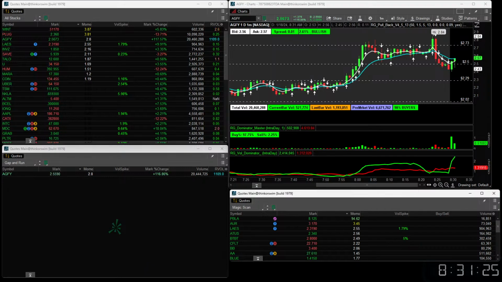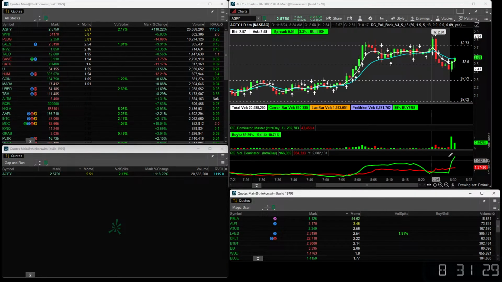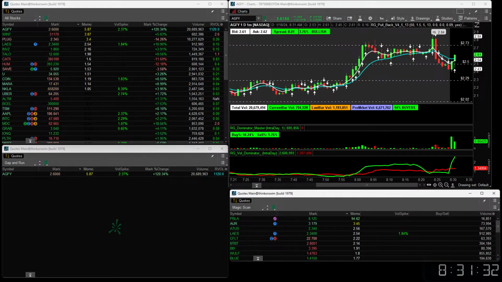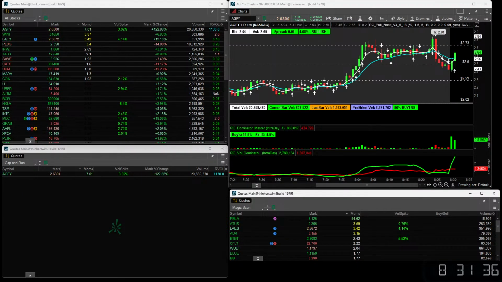AGFY is holding that 250 price. And the green line did come above the red one. Could see a bounce here. Be careful of a halt. It's only like 20 cents from here.